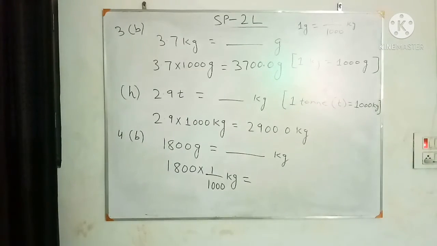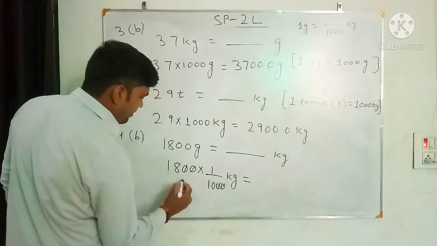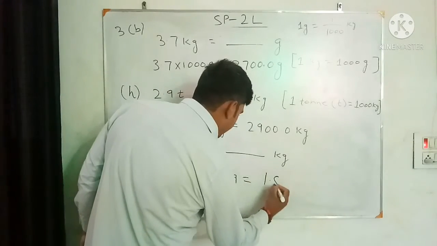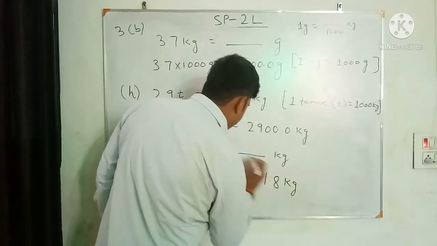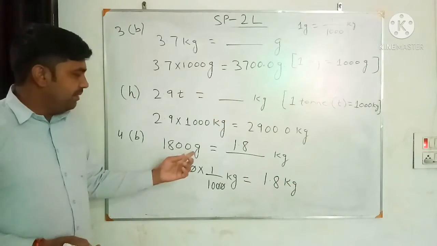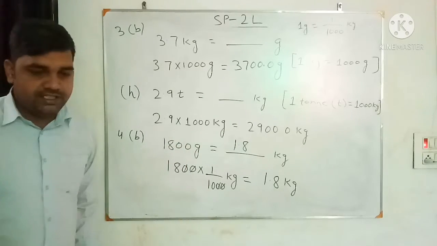Now the decimal, 2 zeros will be cancelled and decimal will shift one place left. So the answer we got is 1.8 kg. Because when you divide the number by 1000, decimal will shift 3 places left. 1, 2, 3, 1.8 kg.